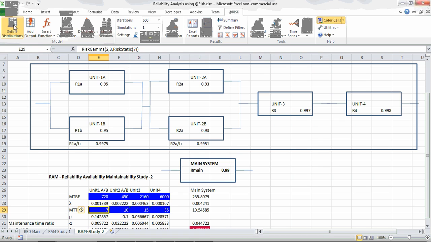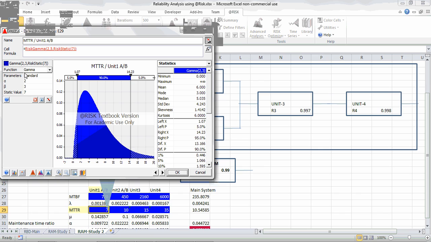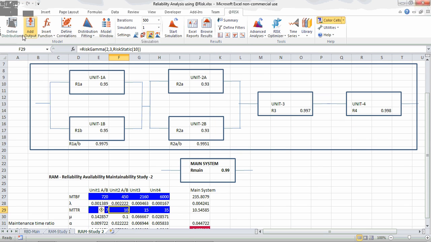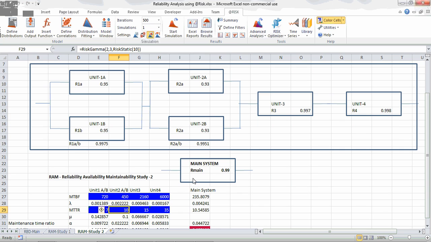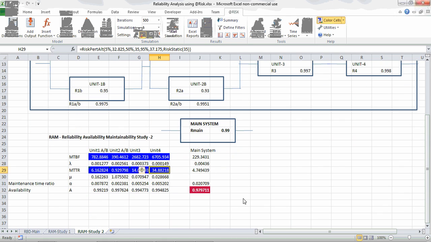I've chosen a distribution which is gamma, but because I'm fairly optimistic, the distribution will fall within this range. So it means a repair in a much shorter time than what has been estimated. Similarly, for unit 2, I've chosen a gamma distribution, so I'm fairly confident that I'm able to repair in a fairly short time. Similarly, I've defined a distribution for unit 3 and unit 4, and I use the die, the values keep changing, and I have the output which is 0.979.